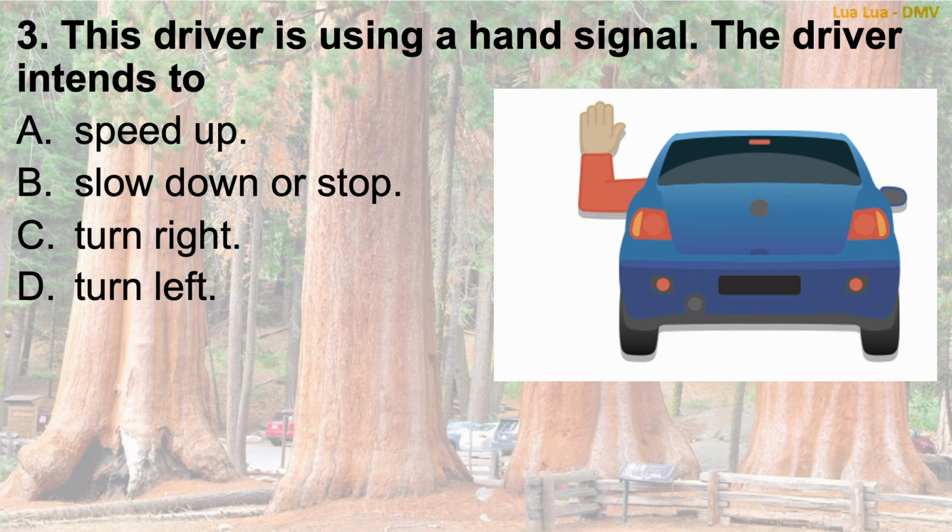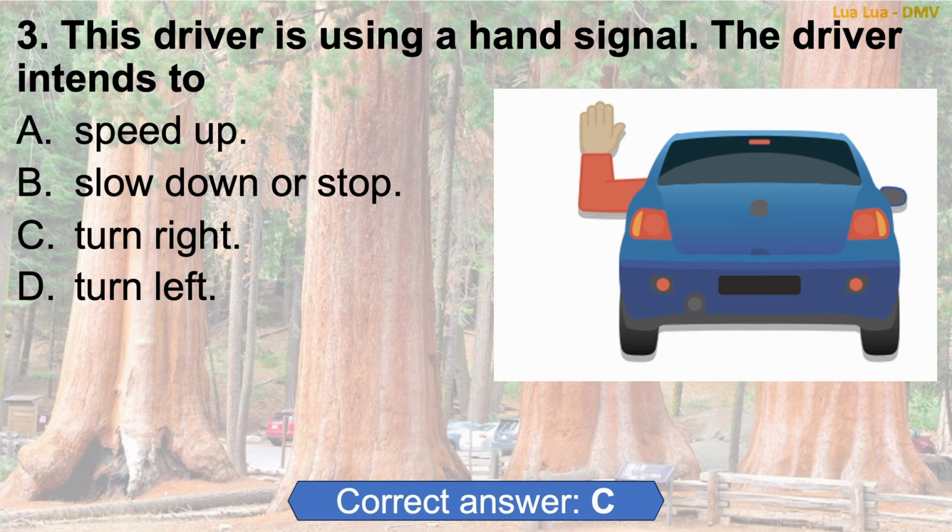Question 3. This driver is using a hand signal. The driver intends to A. Speed up. B. Slow down or stop. C. Turn right. D. Turn left. The correct answer is turn right.